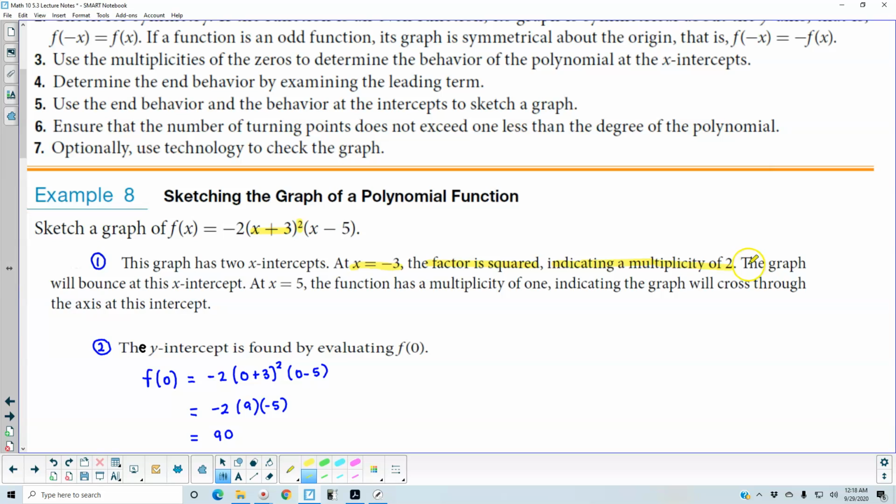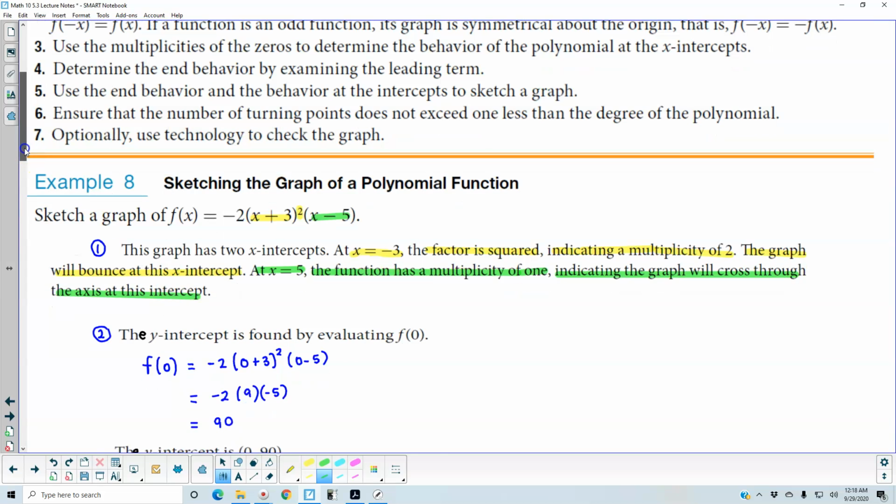So what does that mean? That means the graph will bounce at this x-intercept. Another x-intercept here, x minus 5, would give us x equals 5. And it has a multiplicity of 1, indicating the graph will cross through the x-axis at that intercept.